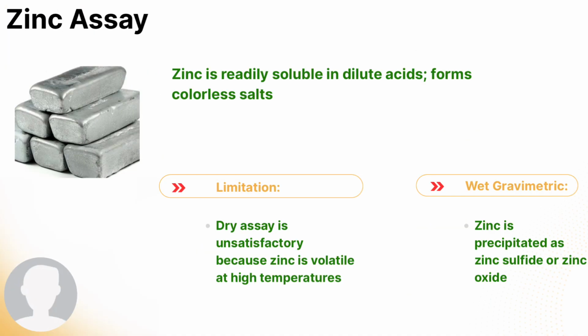When analyzing zinc, chemical properties dictate our choice of method. Zinc is highly soluble in dilute acids and forms colorless salts. Crucially, a traditional dry assay is entirely unsatisfactory for zinc because the metal is highly volatile at elevated temperatures. Therefore, we must rely on wet gravimetric methods, precipitating the zinc as a stable zinc sulfide or zinc oxide.